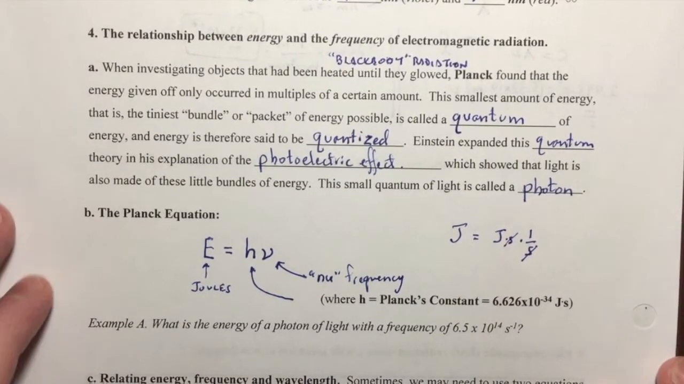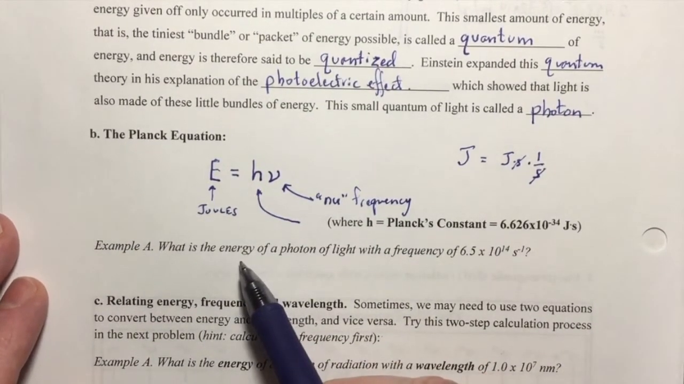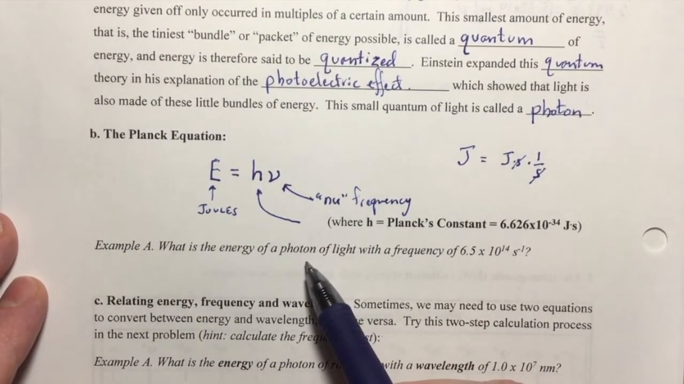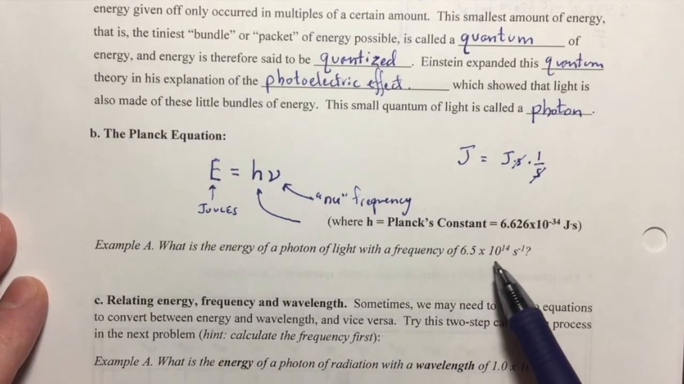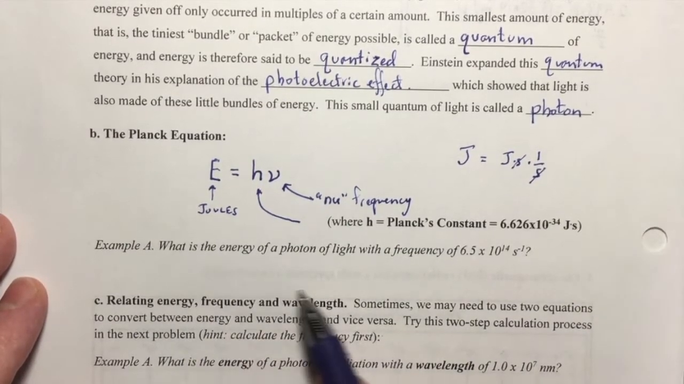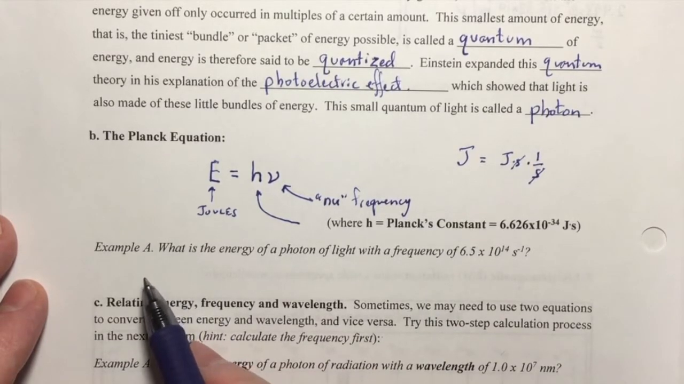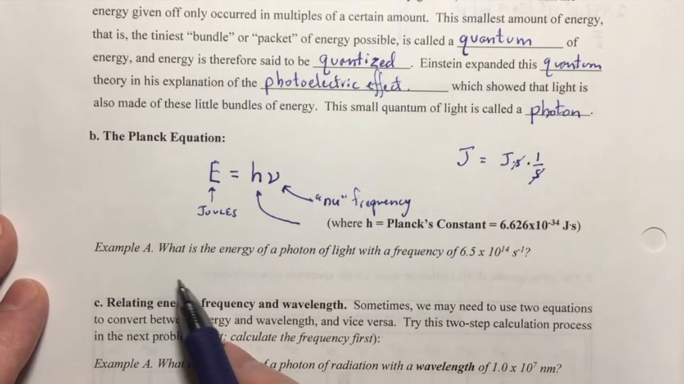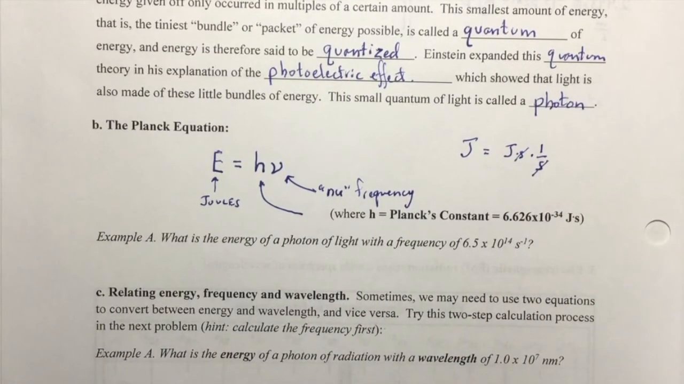Okay, with this in mind, I have a sample problem, and the sample problem is asking you to calculate the energy of a photon of light with a frequency of 6.5 times 10 to the 14th inverse seconds. So I'd like for you to do that in this little space right here. As always, we write the equation that we're going to use first, and then plug in numbers, and then give the answer with the correct sig figs. Pause the video, do that work, and when you're done, resume the video, and I'll finish that.